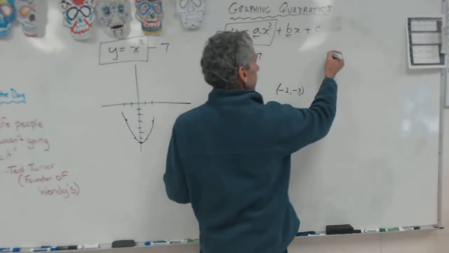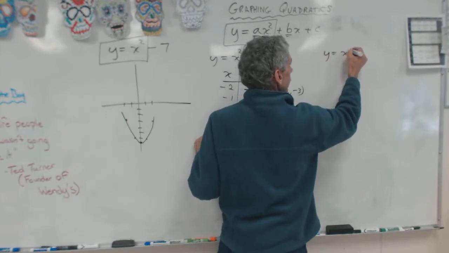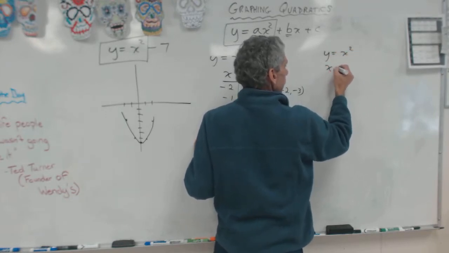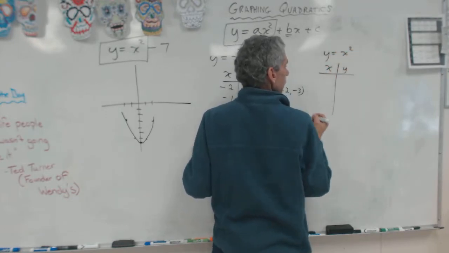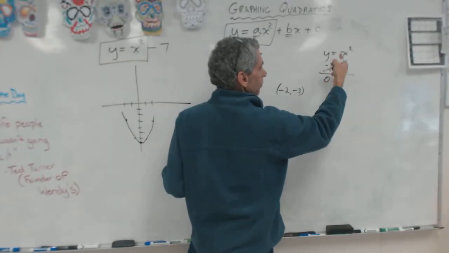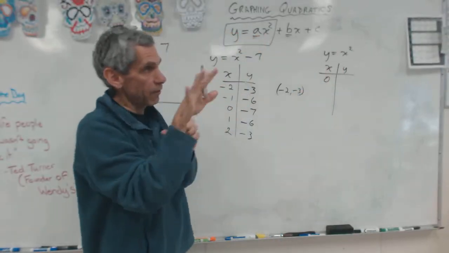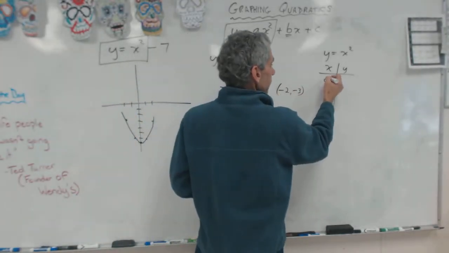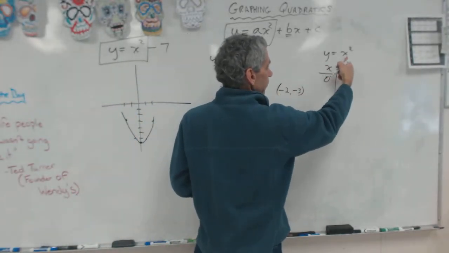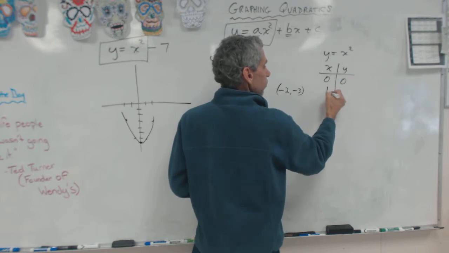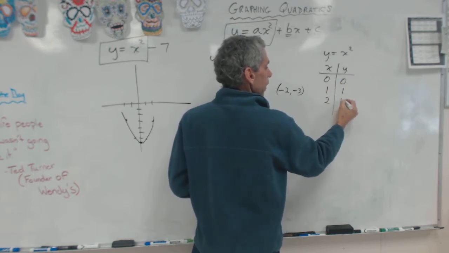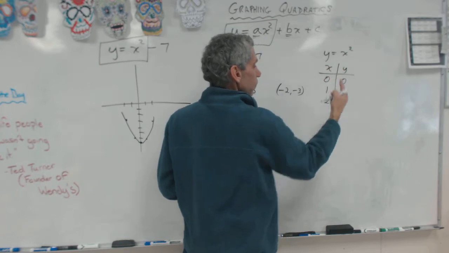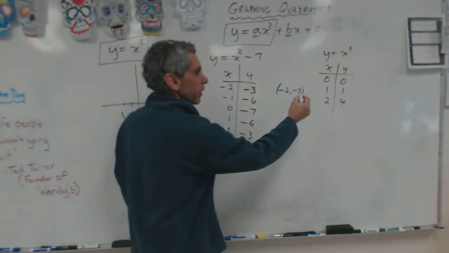So this is my standard parabola guy. Let's just identify what standard parabola guy is. Y is equal to x squared. If I did a t-chart of this, I would say 0. I'm only going to do half of it. I'm not going to do the negative side, since I know it's symmetrical. If x is 0, y is 0. If x is 1, y is 1, and if x is 2, y is 4. 2 squared is 4, right?